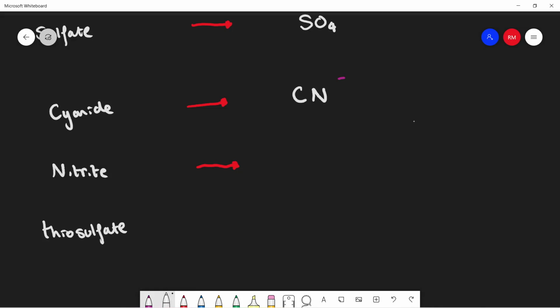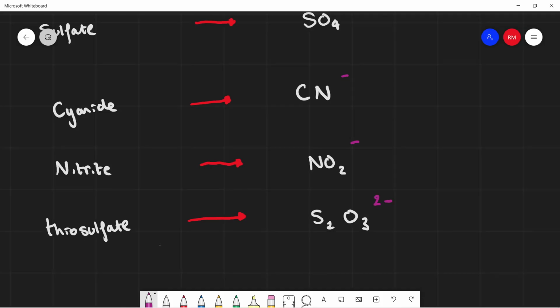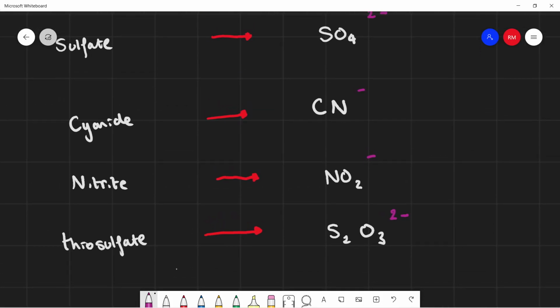So nitrite, we're going to have our NO2, the 1 minus here, and thiosulfate. This is probably one of the harder ones to remember. It's just S2O3 2 minus. Just think any ion beginning with thio relates to sulfur in some kind.